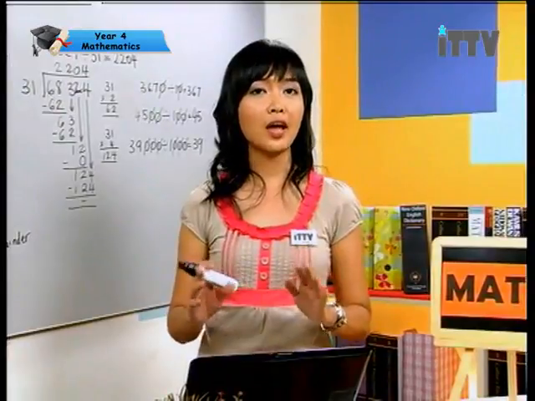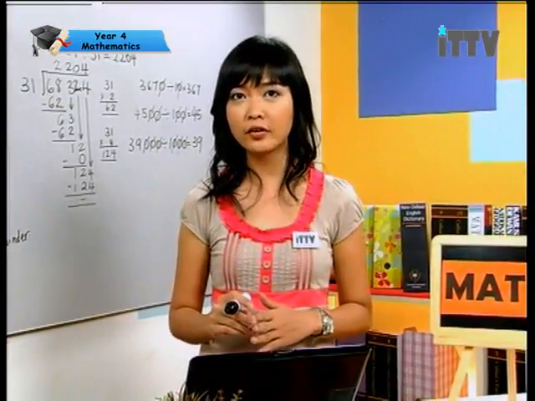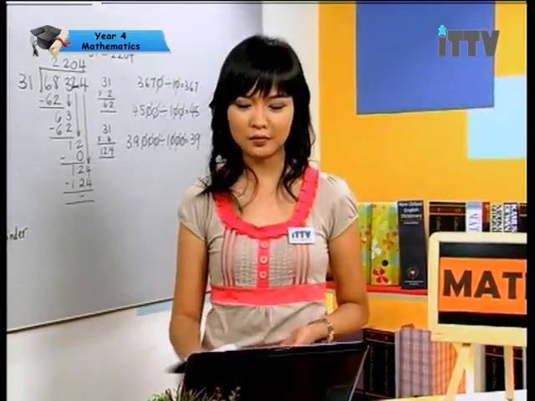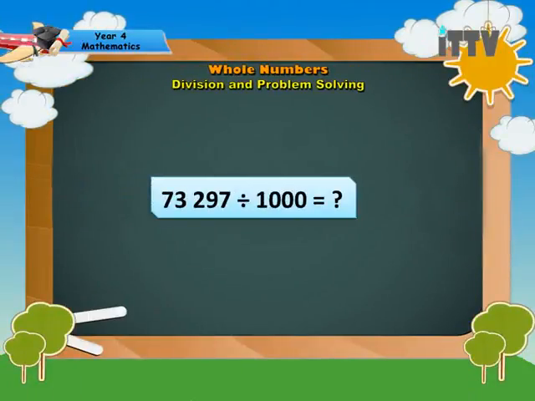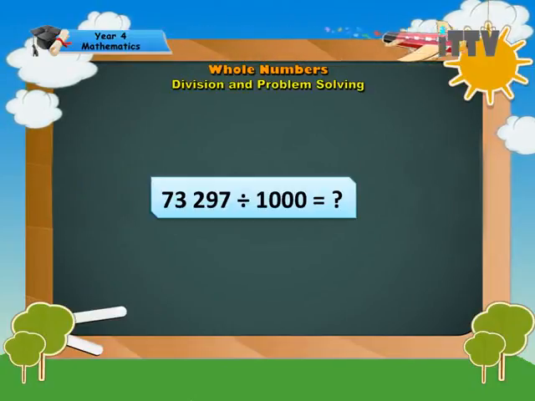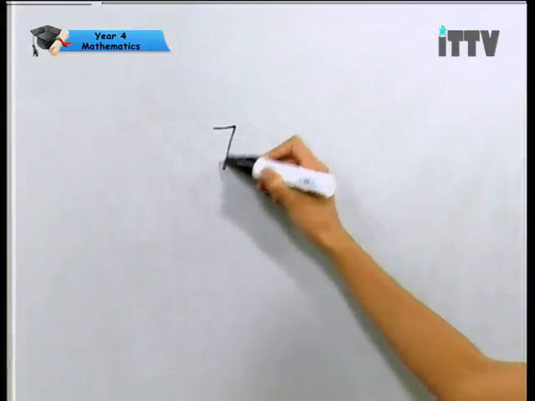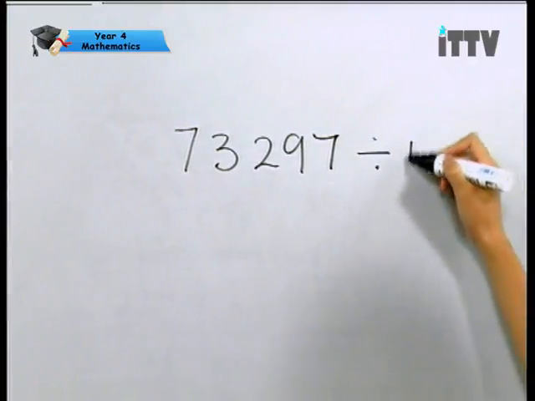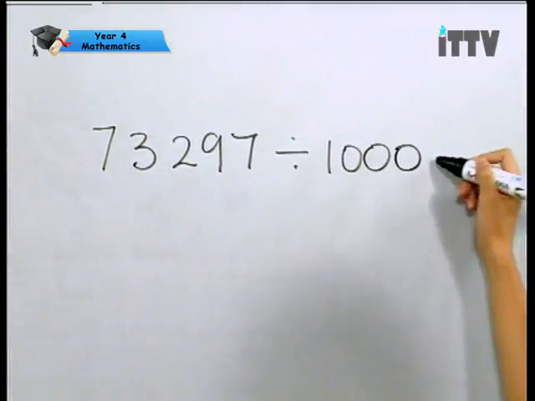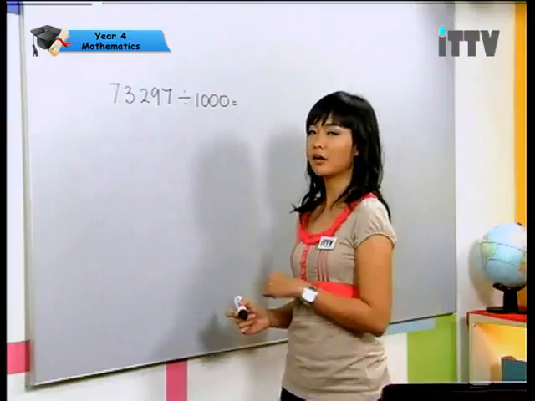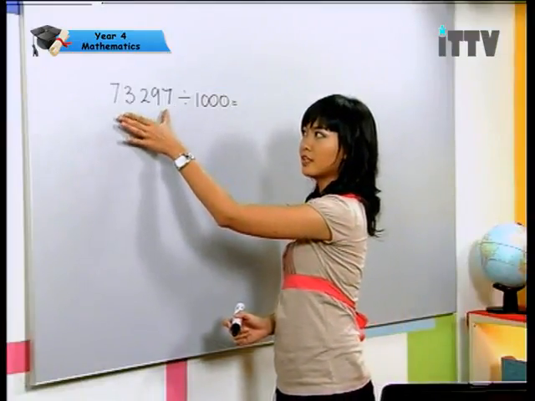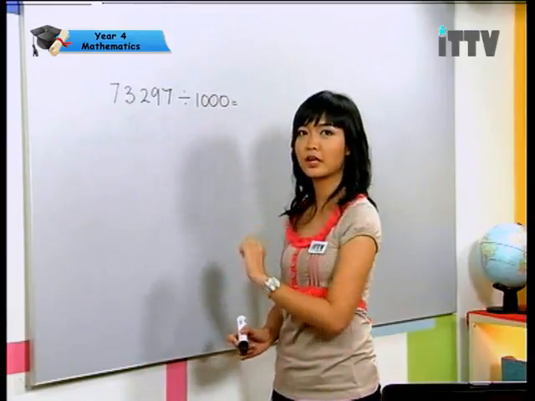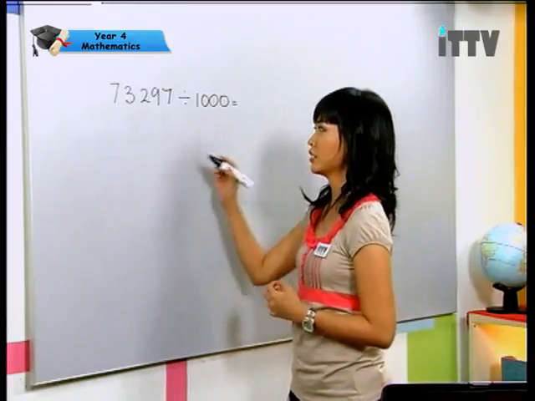Now, if we have a number that doesn't have the same number of zeros as the divisor, we have to use long division instead. We cannot use the cancellation method. For example, in this question, 73,297 divided by 1,000. Now you can see that the dividend doesn't have the same number of zeros as the divisor. In fact, there is no zero here. So we have to use long division.